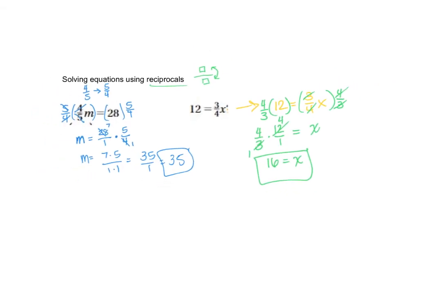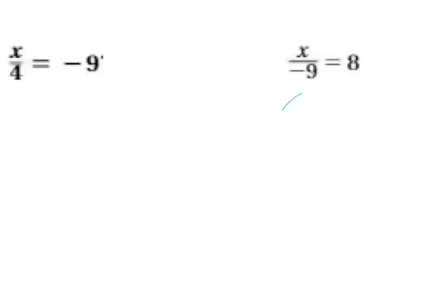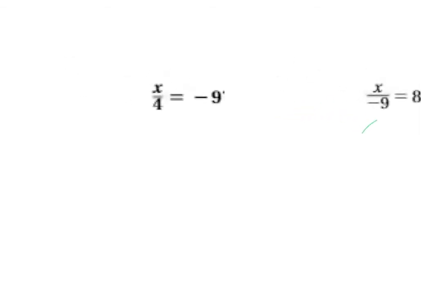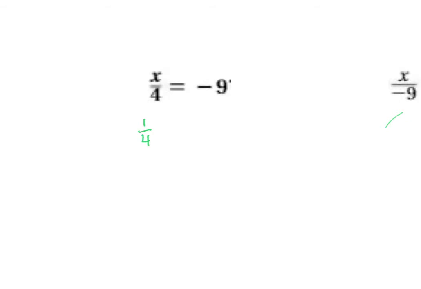All right. We are doing a lot of examples today, guys. So for this problem, technically you could view this as 1 over 4 times x, okay, equals negative 9. Now, we've got a reciprocal, so the reverse of 1 over 4 would be 4 over 1, okay? Which these cancel, so we're left with x, okay?